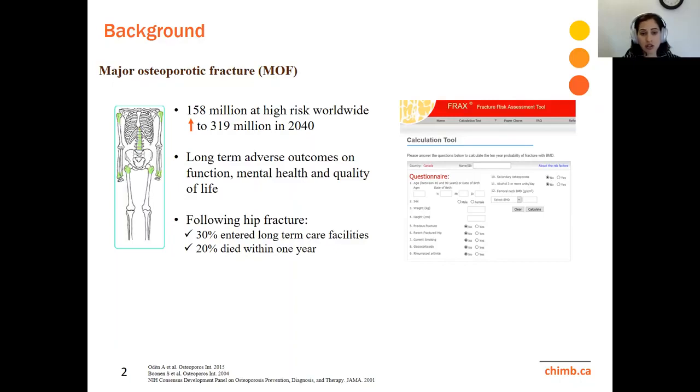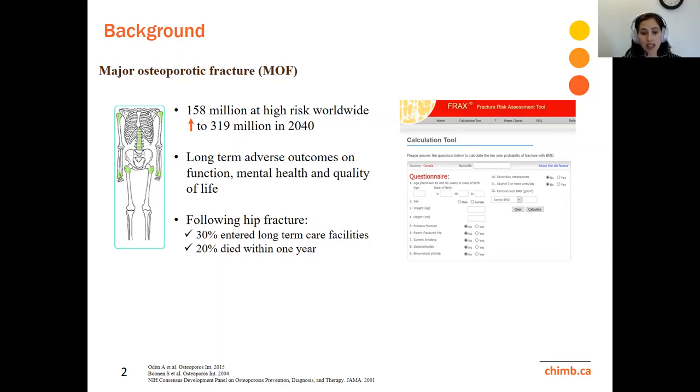Therefore, it is essential to identify people who are at risk of MOF to inform intervention strategies aimed to prevent fractures and reduce their impact on both patients and the healthcare system. To the right of the slide, you can see a snapshot of the Fracture Risk Assessment Tool, or FRAX, which estimates the 10-year fracture probability based on demographic and clinical risk factors. It includes parental hip fracture history, which is a known risk factor of fracture.